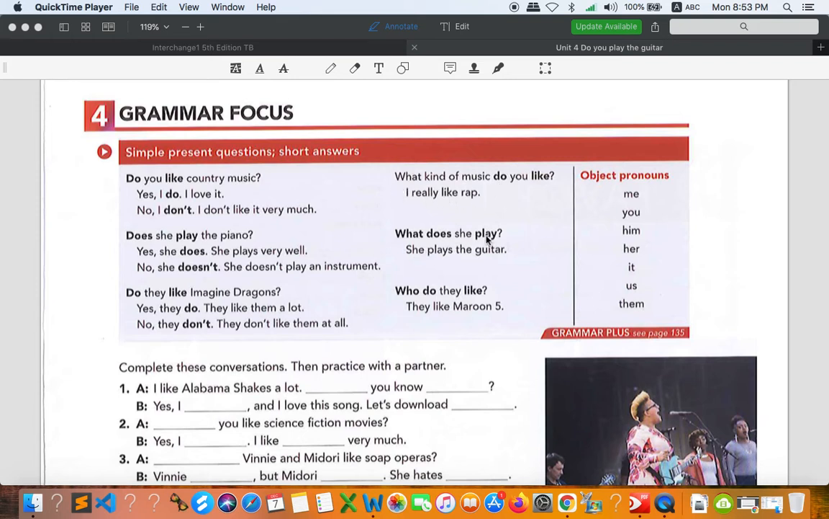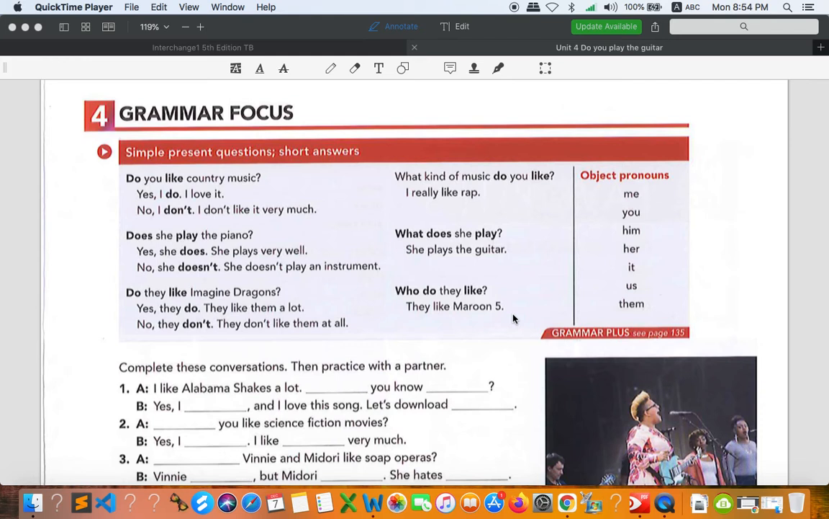What does she play? See that, still the same thing. We just add what in the front. Does she play the guitar? If it is a yes/no question. What does she play is about asking about a thing or what. Okay, she plays, as you can see right here, you have to add s, and she plays the guitar. Okay, who do they like? They like Maroon 5.